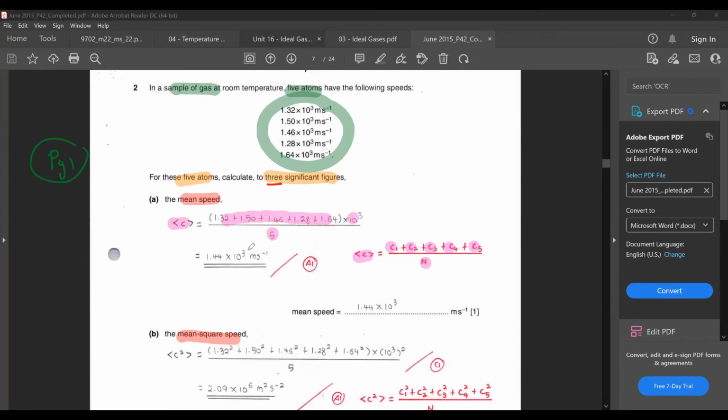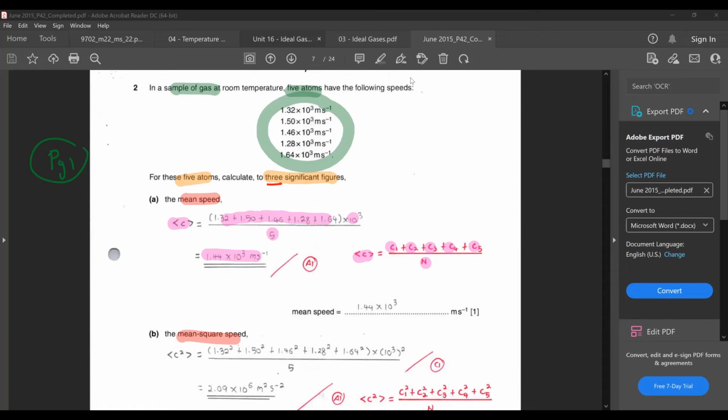The final answer will be 1.44 times 10 power 3. Because they all share the same factor, you can actually factorize it out and then just add up the insides. Then you get your answer as 1.44 times 10 power 3. So far, this one should be okay. Then you move on to the next one.